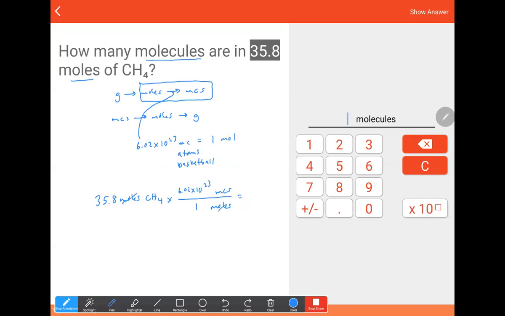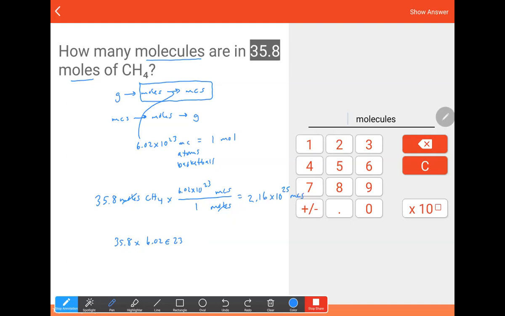Now, the other thing is that gut check, right? I am solving for a number of molecules. Anytime I have a reasonable amount of anything, it's going to be a ginormous number. So 35.8 times 6.02. I'm going to use my EE button, raised to the 23rd. So in my calculator, it looks like this. And I get 2.16. I'm going to go 3 sig figs times 10 to the 25th molecules.